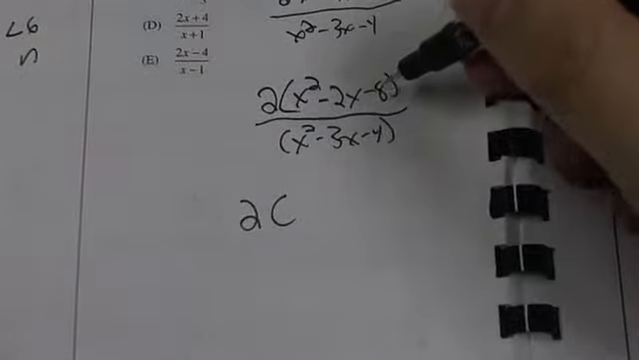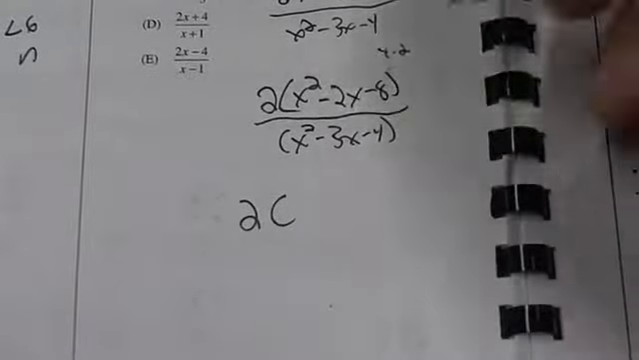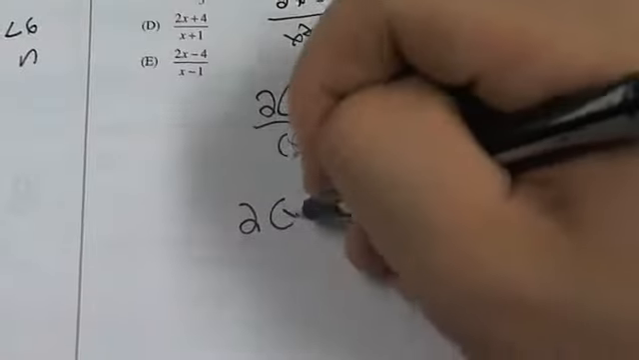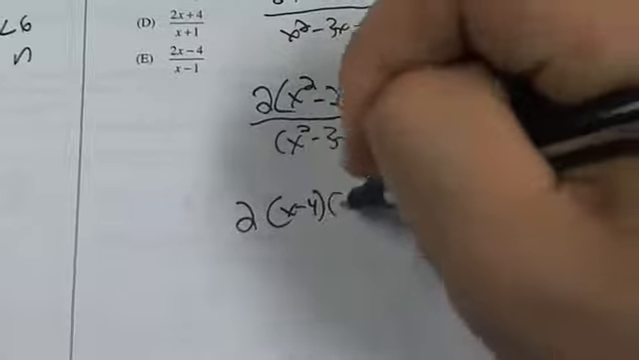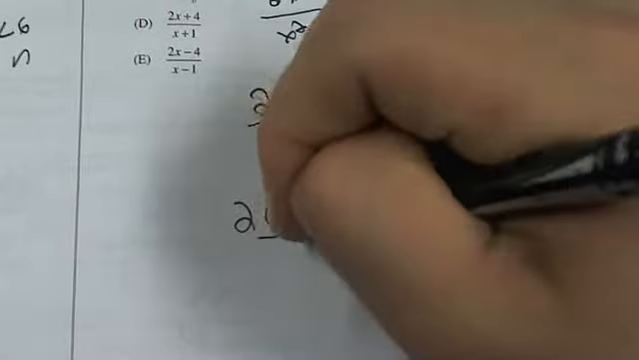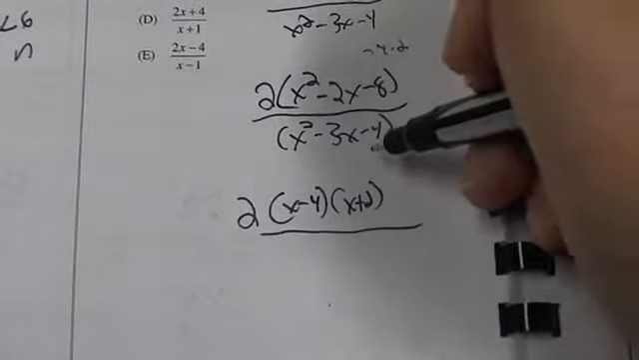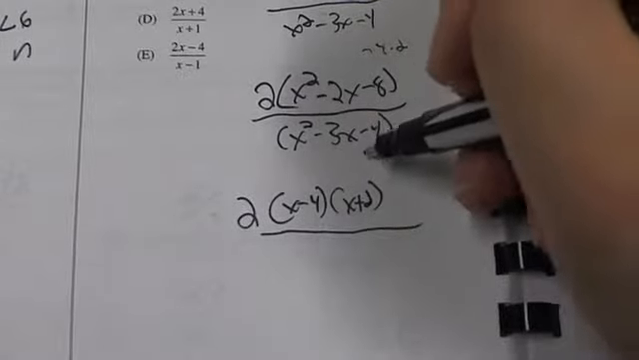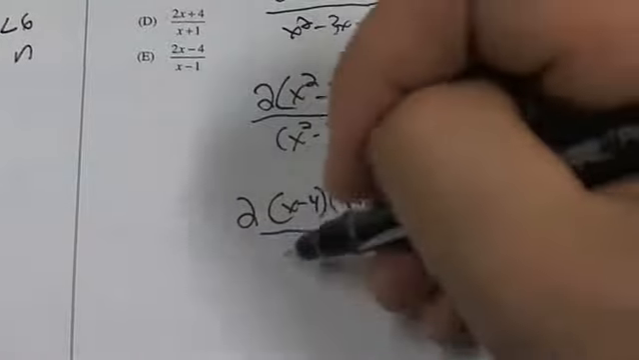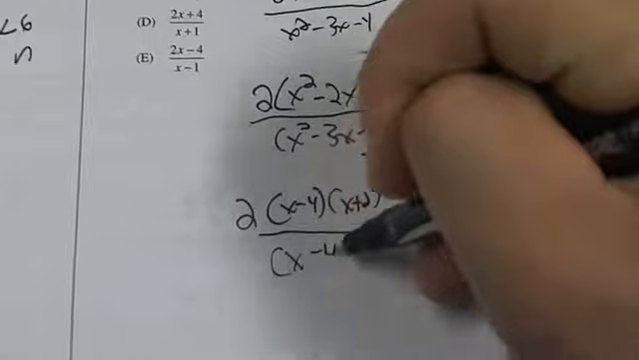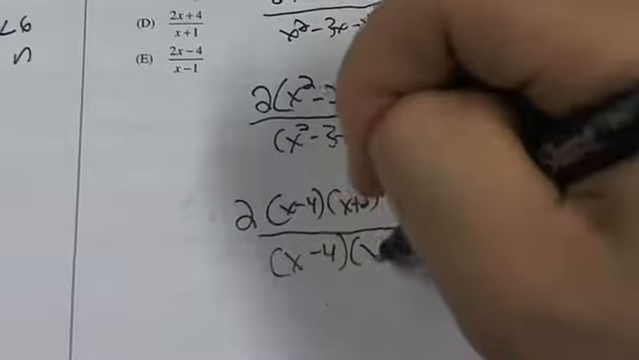What are the factors of 8, 4, and 2 of negative 8? So you make this negative. So it'll be x minus 4 times x plus 2 divided by, what gives you 4? 4 and 1. You need a negative 4, so you get negative 4. Alright. So it'll be x minus 4 divided by x plus 1.